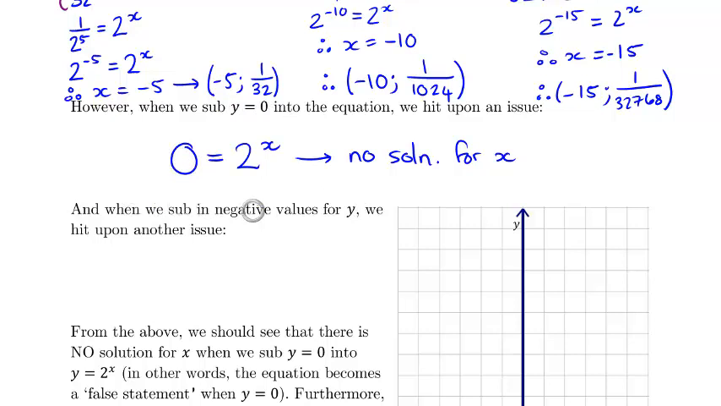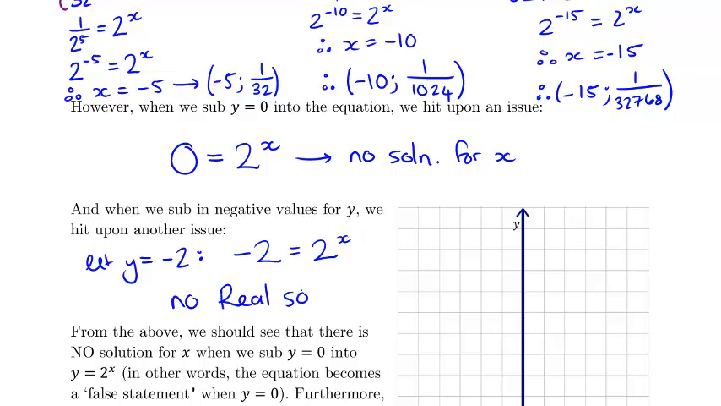When we sub in negative values for y, we hit upon another issue. So, for example, guys, let's just say let y equal negative 2. Okay, let y equal minus 2. Look what happens here, guys. We would then get minus 2 is equal to 2 to the x. Now, for this equation, there is no real solution, guys, okay? And that means, yes, there is a solution that is a non-real solution. It is a solution that has an imaginary number in it.